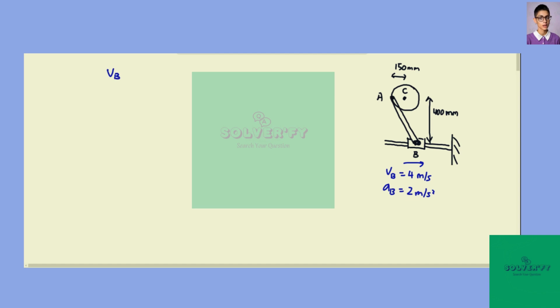So VB is 4i, and then AB is 2i. Okay, so we can calculate VA.